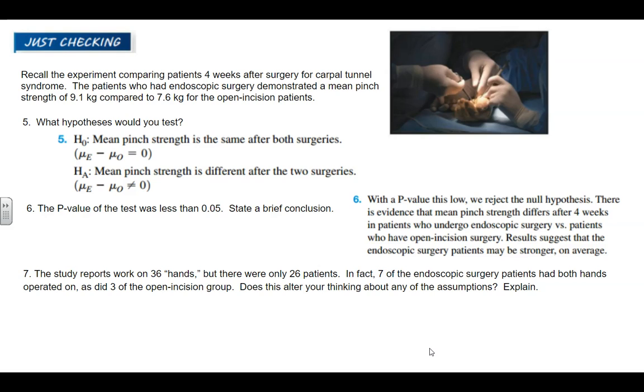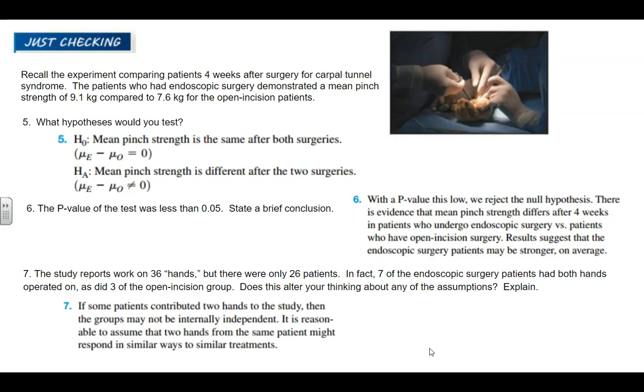So the report actually worked on 36 hands, but there were only 26 patients. So in fact, 7 of the endoscopic surgery patients had both hands operated on, as did 3 of the open incision group. Does this alter your thinking about any of the assumptions? Let's explain that. Well, yeah, it's going to matter, because if you have 2 hands that are going into there, those are not independent. We would think that they probably are going to have some type of response that's similar, at least to the similar treatments. So I don't know that this is a good group of independent hands to be tested on.